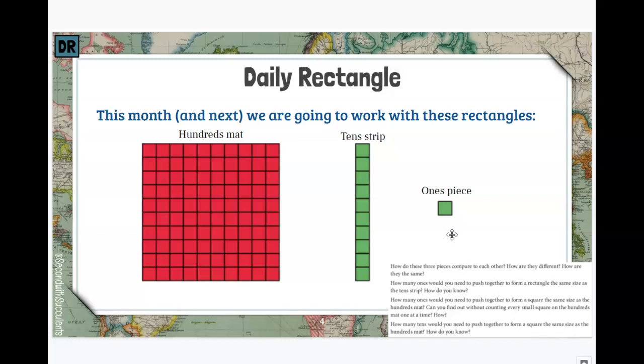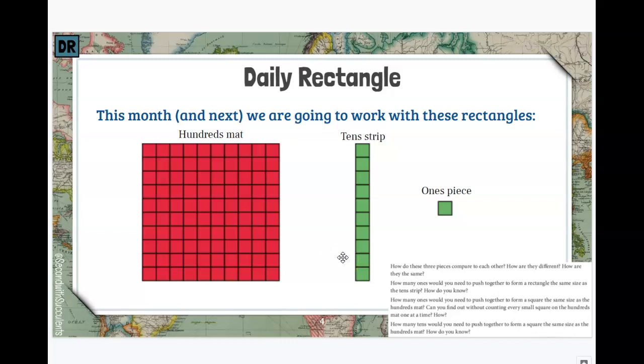Well, how did you know that? Well, maybe you counted the squares in this strip. Or maybe you knew from the names that, well, if this is a ones piece and this is a tens piece, there must be 10 inside this strip. Good thinking.